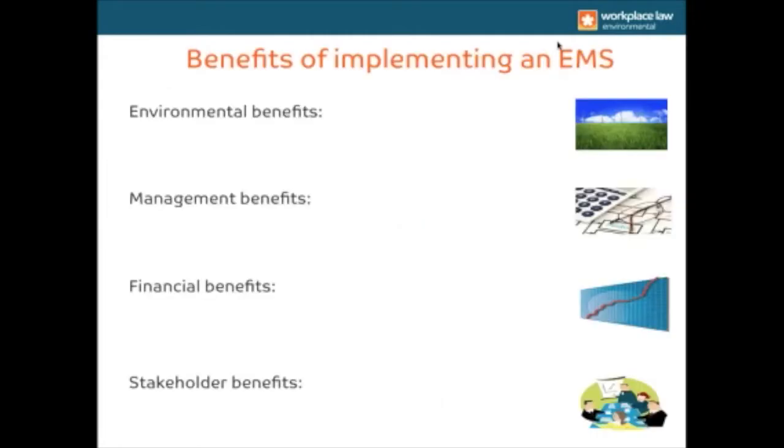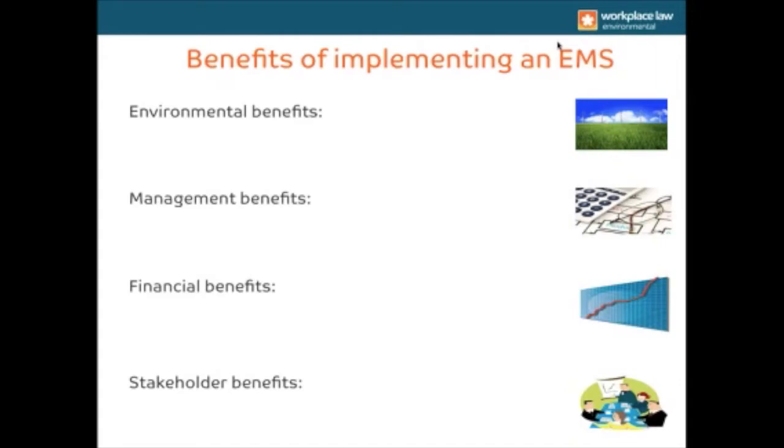So, we can summarise the benefits of having an environmental management system into 4 categories: environmental, management, financial and stakeholder, of which there are various. An environmental benefit may be reducing an organisation's carbon footprint, increasing the amount of recycling that's done, reducing waste to landfill, reducing ecotoxicity, many different benefits. Management benefits could be ensuring that staff have the right level of training, having full management of environmental impacts, knowing the bigger picture.